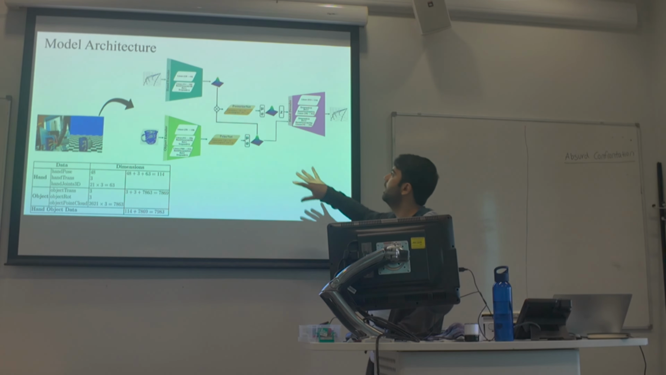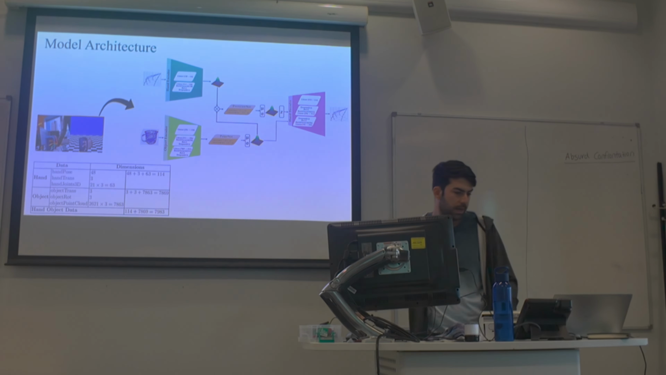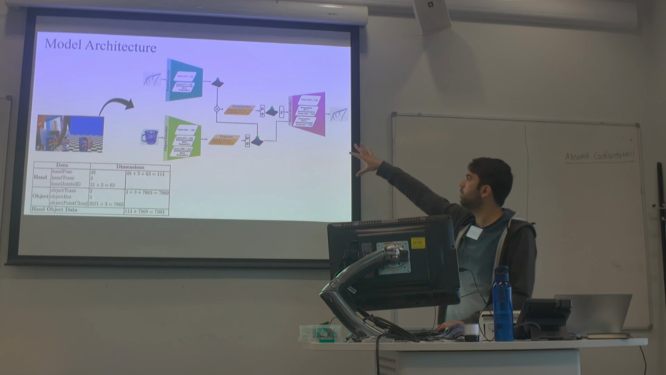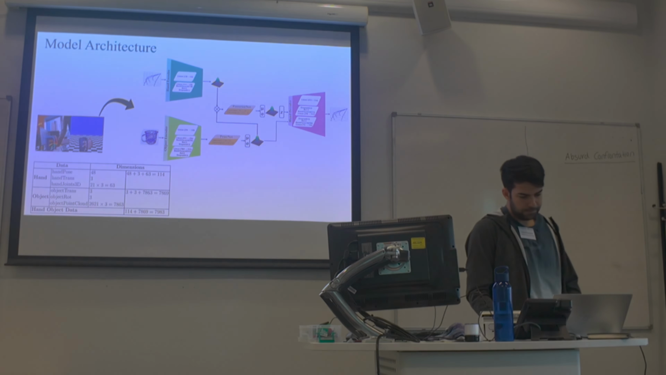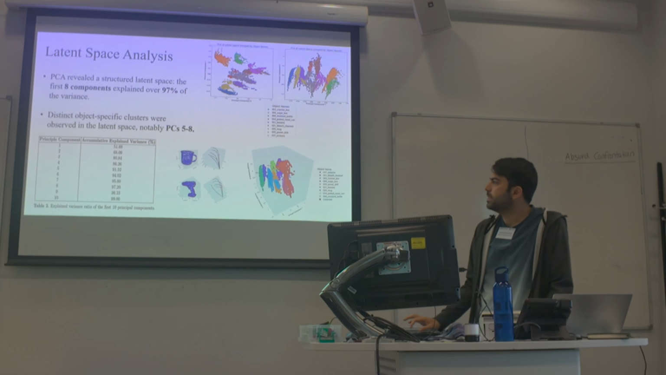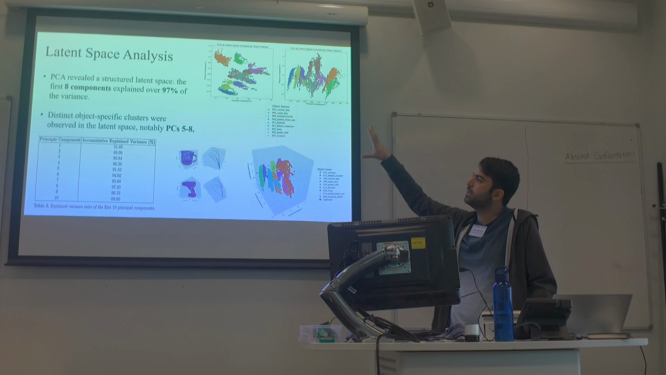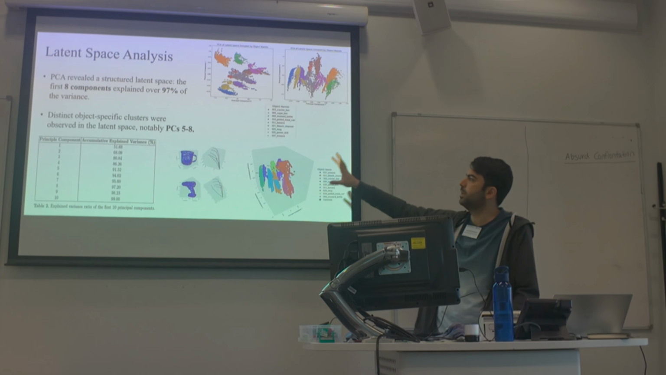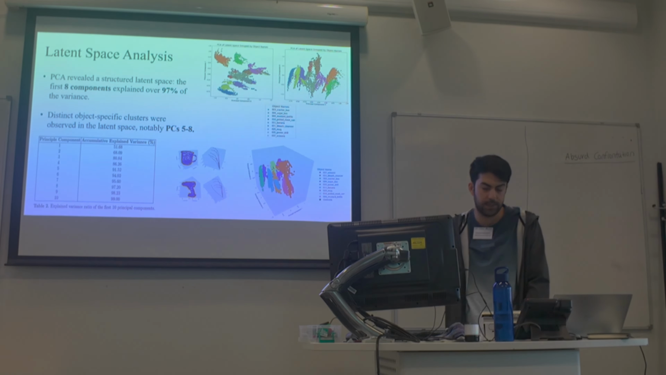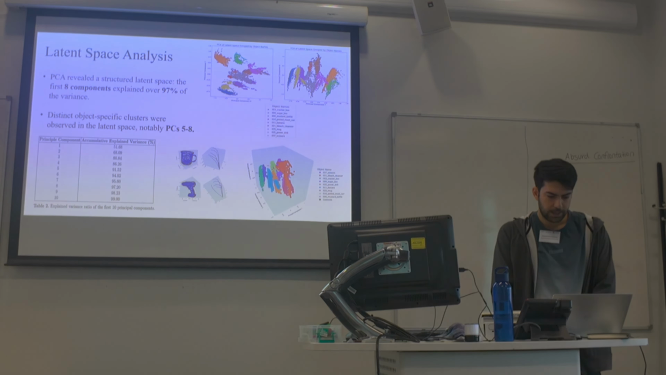We put all of this in the variational autoencoder, and then we tried to cluster and visualize the latent space of this model. And as you can see, first of all, we realized that 97% of variation is explained by just the first 8 components of the principal component analysis.